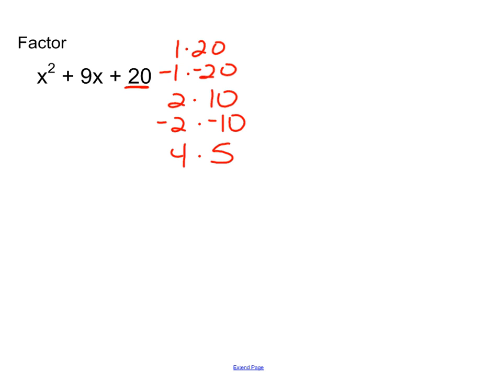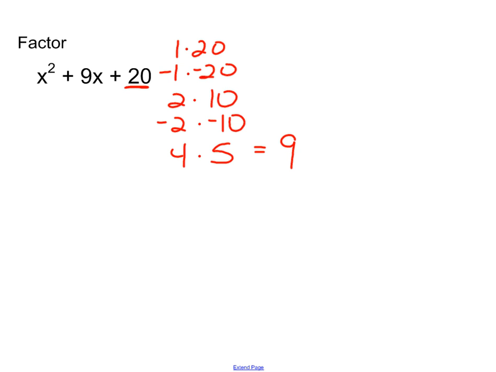So taking a look at another one, we're going to start with our last number, 20, and we want to come up with all the factors of 20, and we're looking for the one that will give me a positive 9. So I've got 1 times 20. On the converse, negative 1 and negative 20. I have 2 times 10 and negative 2 times negative 10. And I've got 4 times 5. And right when I get to 4 times 5, I notice that 4 plus 5 is equal to 9.